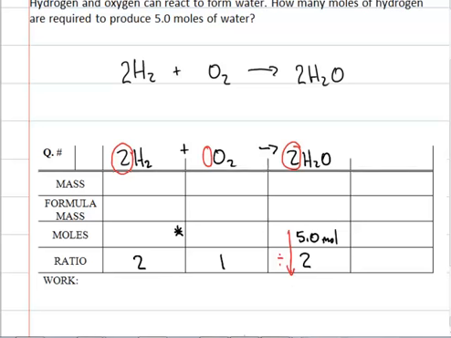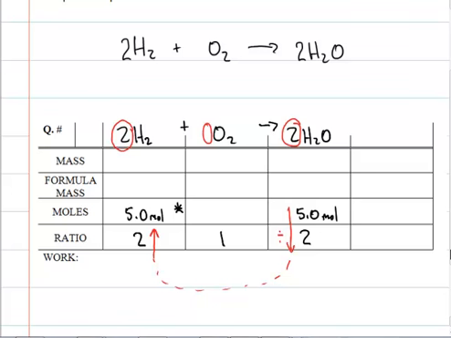And now we're going to come over here and we're going to go up. So now we're going to multiply. So 2.5 times 2 is 5.0 moles. So we're done. We've solved that problem. Our answer here is 5.0 moles H2. All right, and it's really that easy to do these problems.